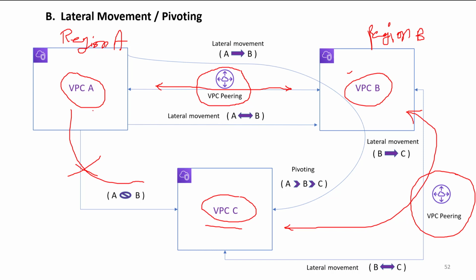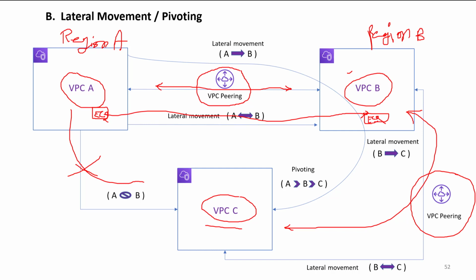That means if you have one EC2 instance in VPC A, and there is one more EC2 instance in VPC B, you can access the B instance using the A instance. That's called lateral movement. Lateral movement means you are moving your access from VPC A to VPC B like that.